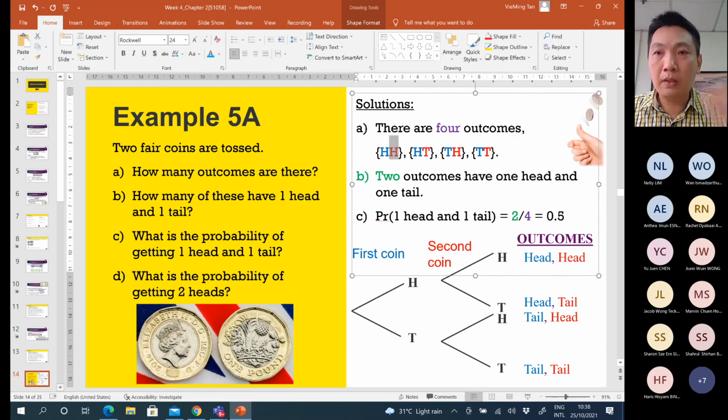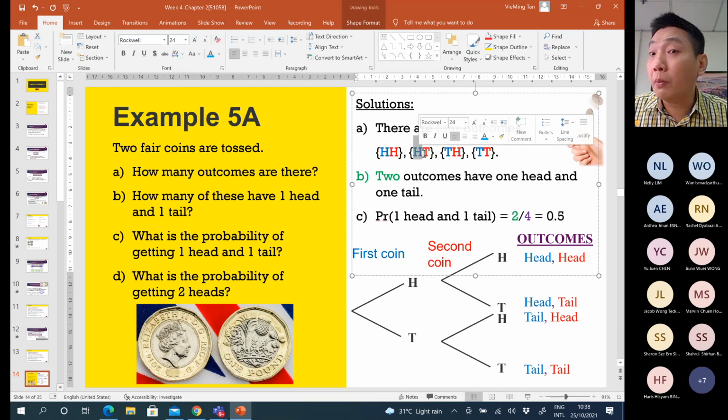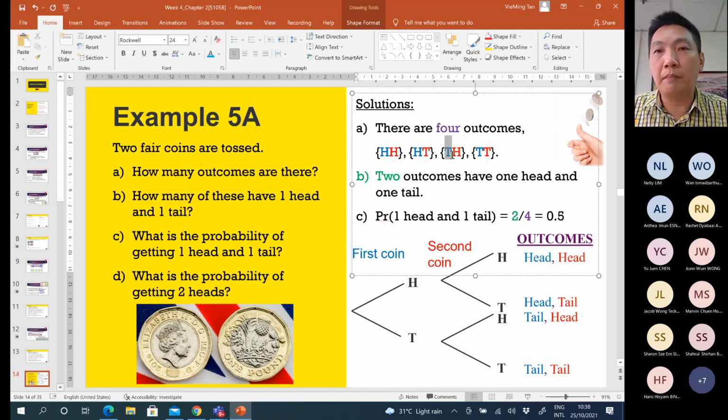Okay, or the second possible outcome is the first coin is head and the second coin is tail. Right. The third outcome is the first coin is tail and the second coin is head. Okay, and the next outcome can be both of the coins show tail. Okay, show tails. So there will be 4 possible outcomes.